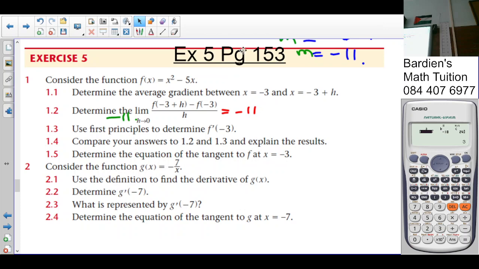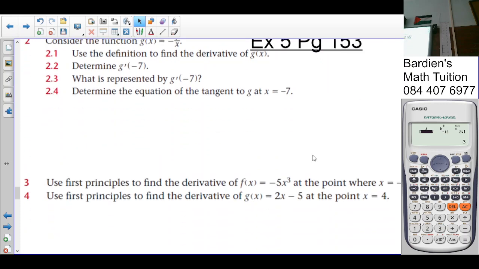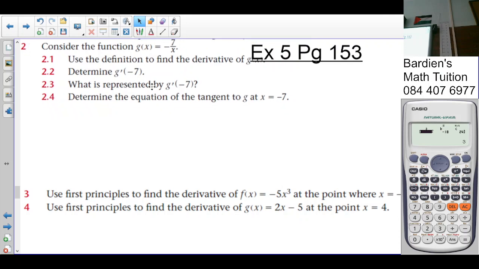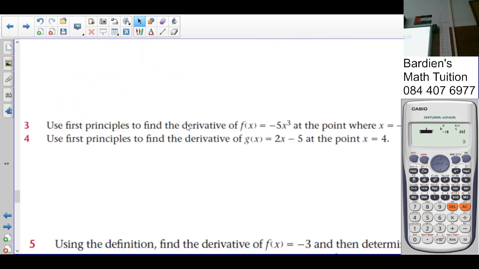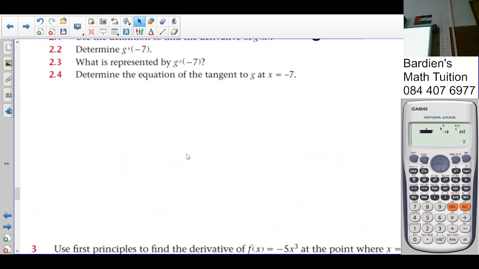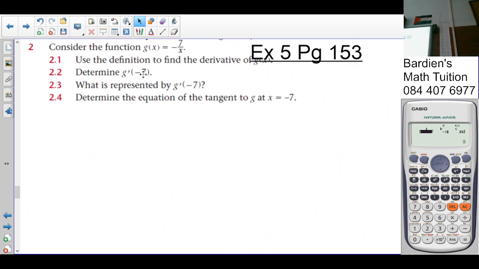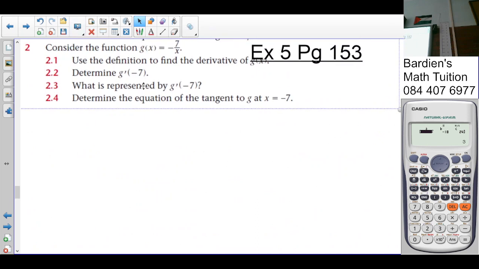Alright, consider the function. This one I need to do with you as well. So this is the other way they could ask. Okay, if this one comes in, it's worth 7 marks. It comes in like this. No, not 7, 6 marks.